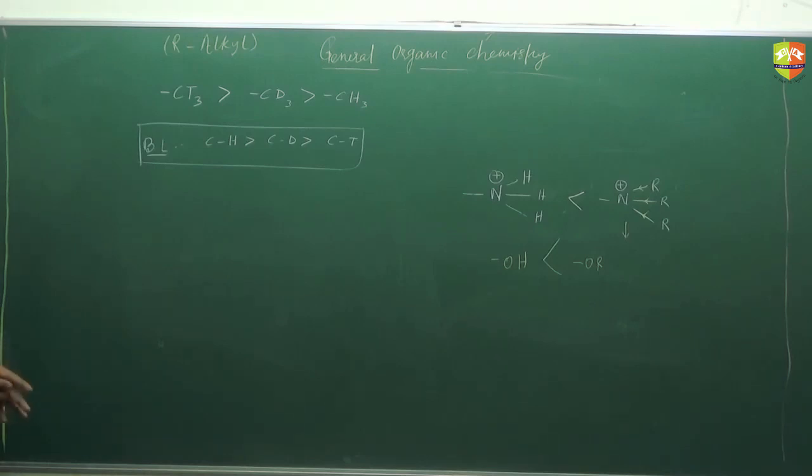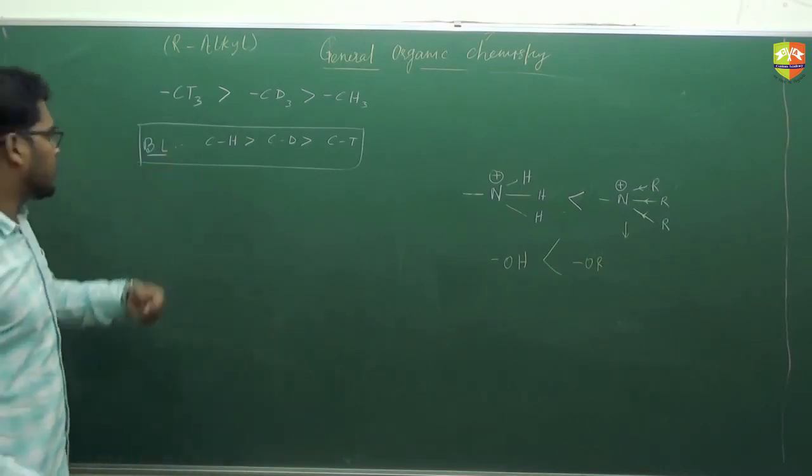Due to high mass number, the vibration of bond pair of electron is less and hence the bond length decreases, right? So when mass number increases, the bond pair electron, its vibrating tendency is very less because of the higher mass of the isotope. Okay, so bond vibration is less, hence bond length decreases, so electron releasing tendency will be less. Okay, so this order you must remember.